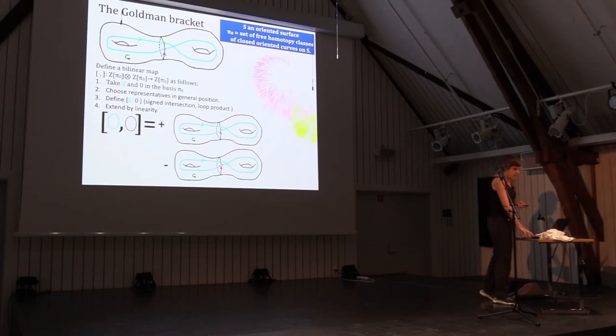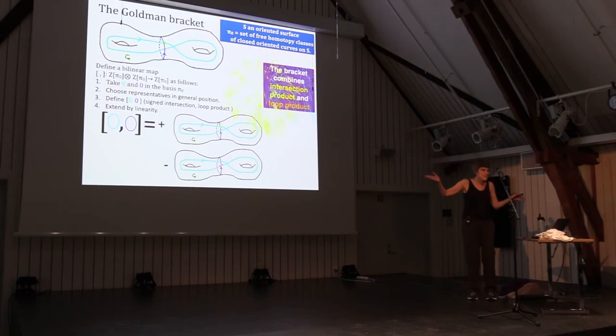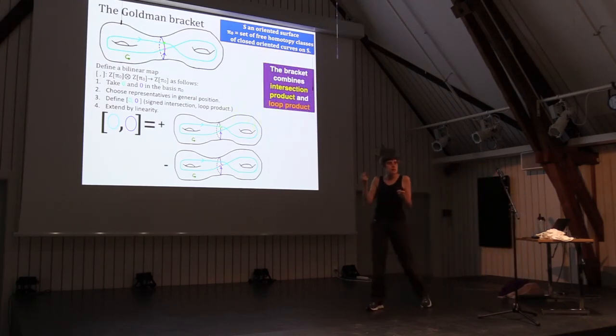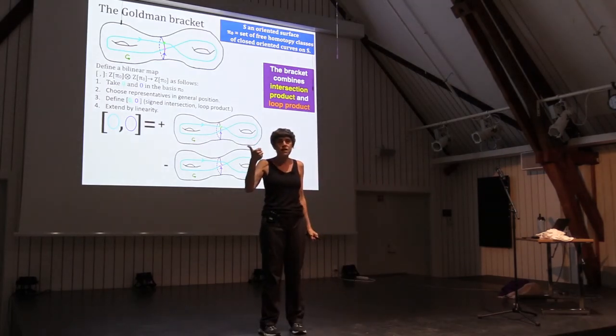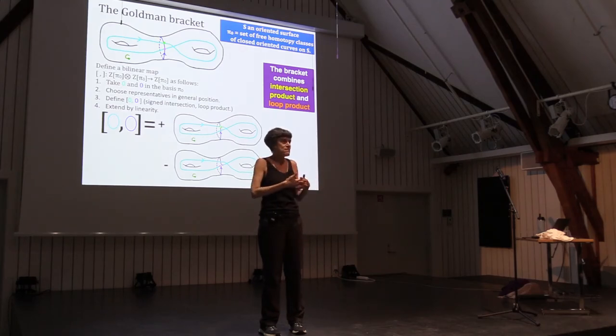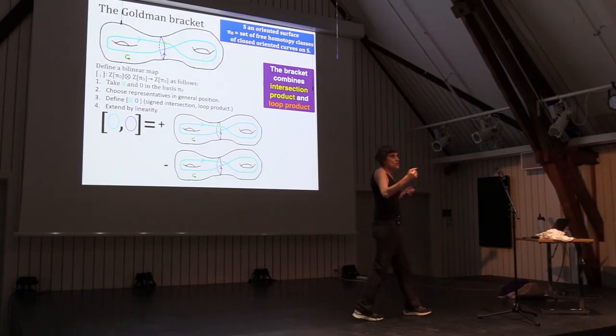So this is the moment. This magic thing combines these two operations we know well. We're intersecting the curves, so this is the intersection product and the loop product. They are merged together. And what is the question here?